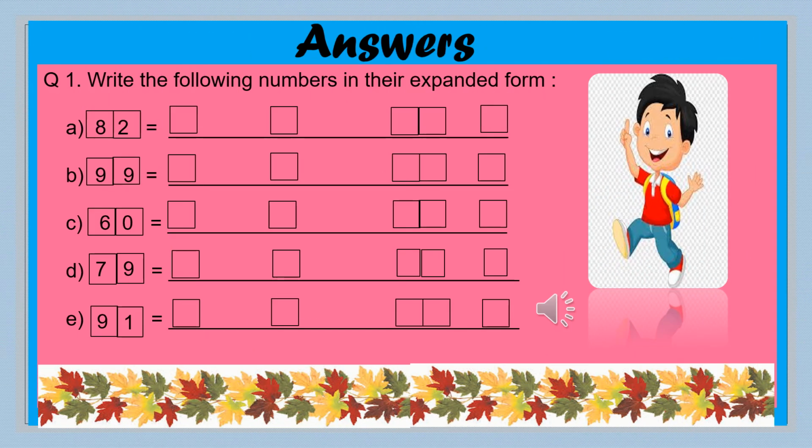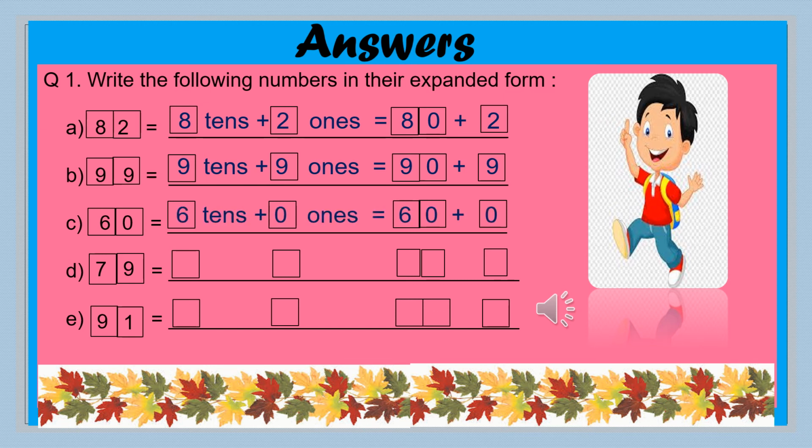Okay, so now let's check your answers. And A part's answer is 8 tens plus 2 ones. Also it can be written as 80 plus 2. And B part's answer is 9 tens plus 9 ones. And 90 plus 9 also is the expanded form for it. And C part's answer is 6 tens plus 0 ones. And 60 plus 0 also. And D part's answer is 7 tens plus 9 ones. And also it is 70 plus 9. And E part's answer is 9 tens plus 1 one. And 90 plus 1 also is the expanded form.